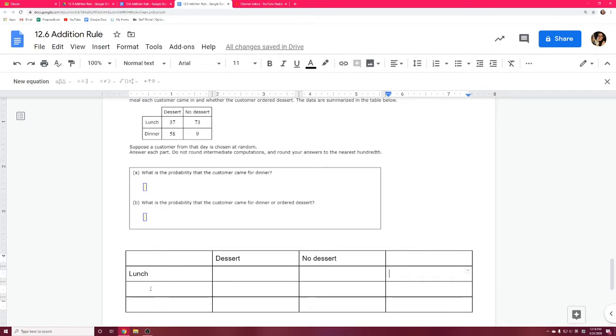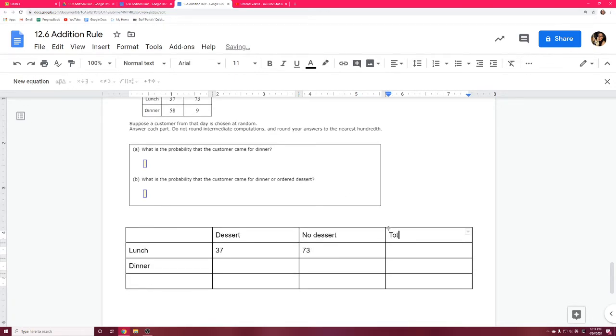So first of all, let's analyze all the information in the table. This 37 here, what does that mean? This 37 means there are 37 people who came in for lunch and ordered dessert. And over here, this 73 is saying there are 73 people who came in for lunch and did not order dessert. If I get a total here, which is 110 people, what does this mean?